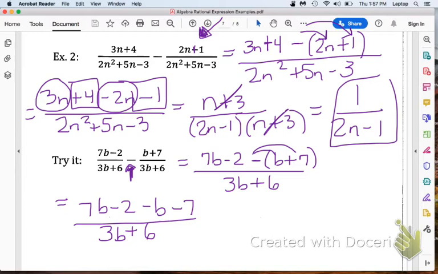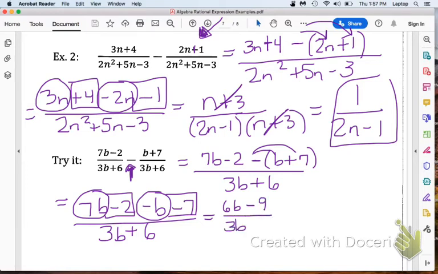All right, combining like terms, the 7b and the negative b, all right, and the negative 2 and the negative 7. So we'll have 7b minus b, which would give us 6b, negative 2 plus negative 7, minus 9, all over 3b plus 6. Now let's look at this, right? When you're looking at all of the coefficients and constants here, the 6, the 9, the 3, and the 6, they all have a common factor of 3.